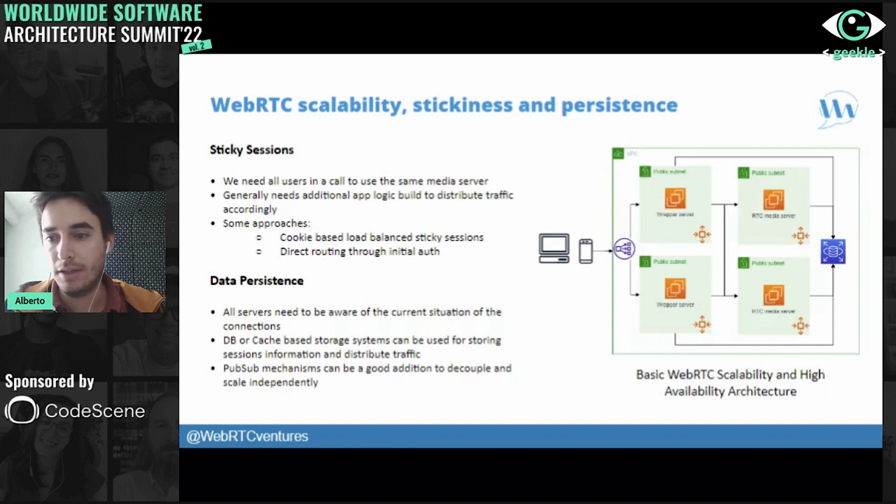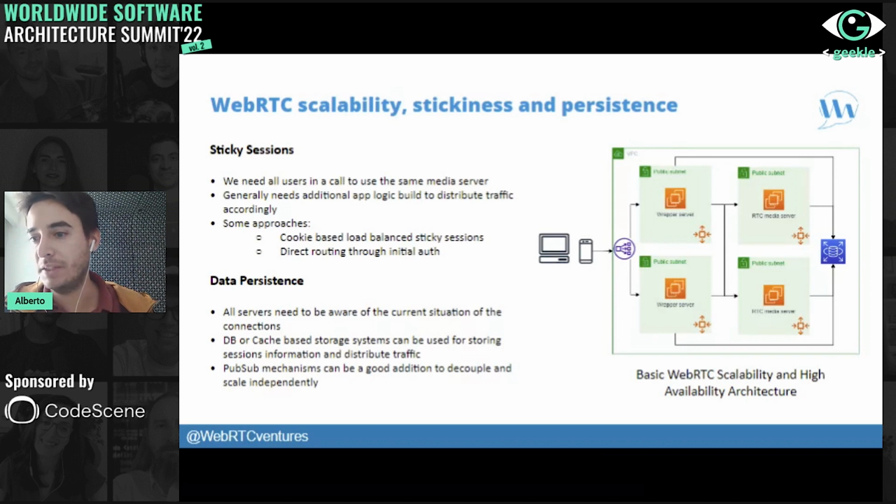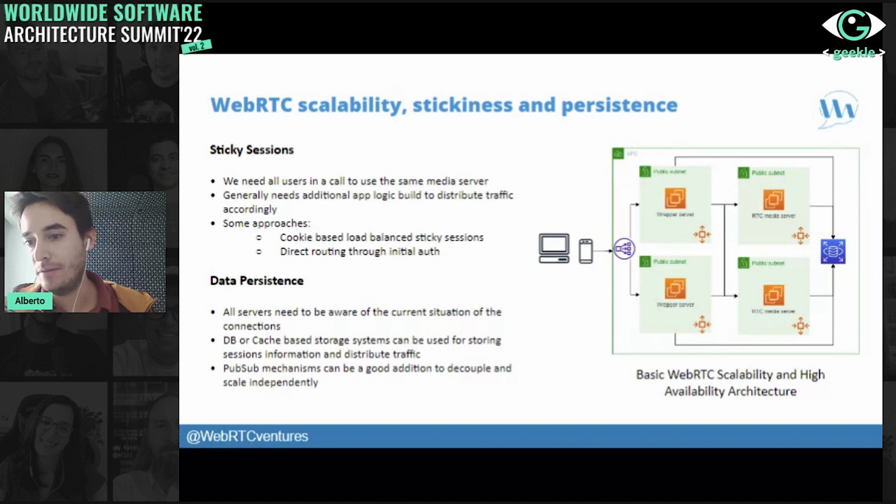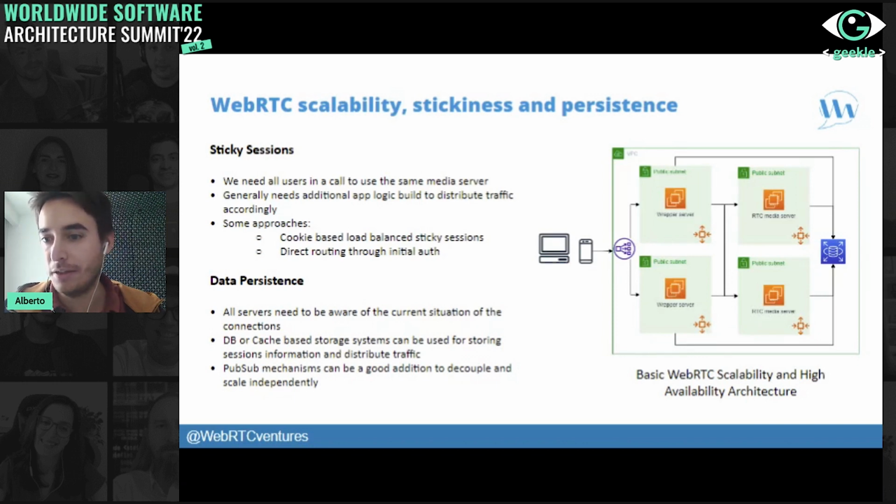What we have here is a load balancer that distributes the traffic to the different wrappers. So it's a diagram very similar to the previous one, where we are distributed based on load, and we reach any wrapper, and all of them should have persistence and should know about what session they need to join, so it shouldn't matter which service I reach. All of them should be aware, and then I should also be able to connect with the RTC media server, and always connect to that one if I need to.